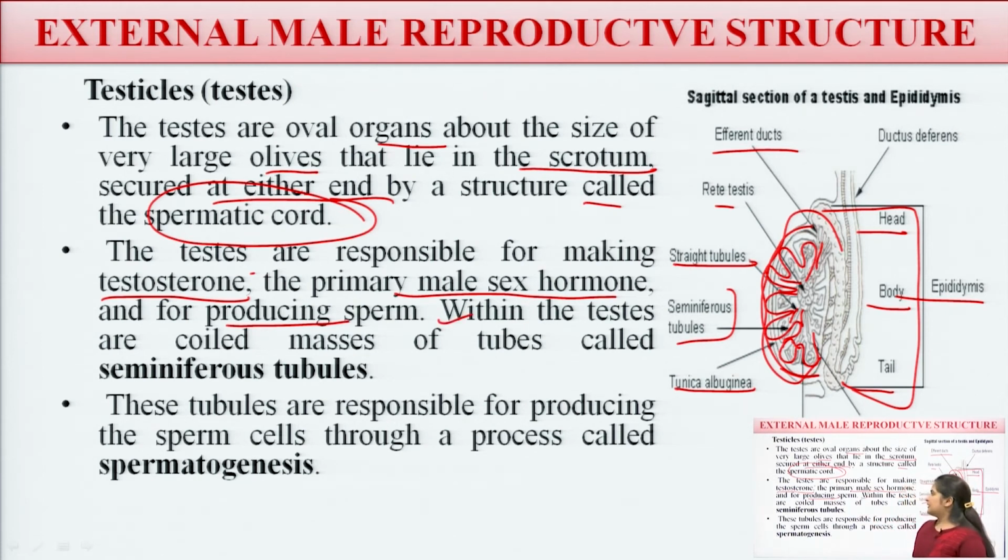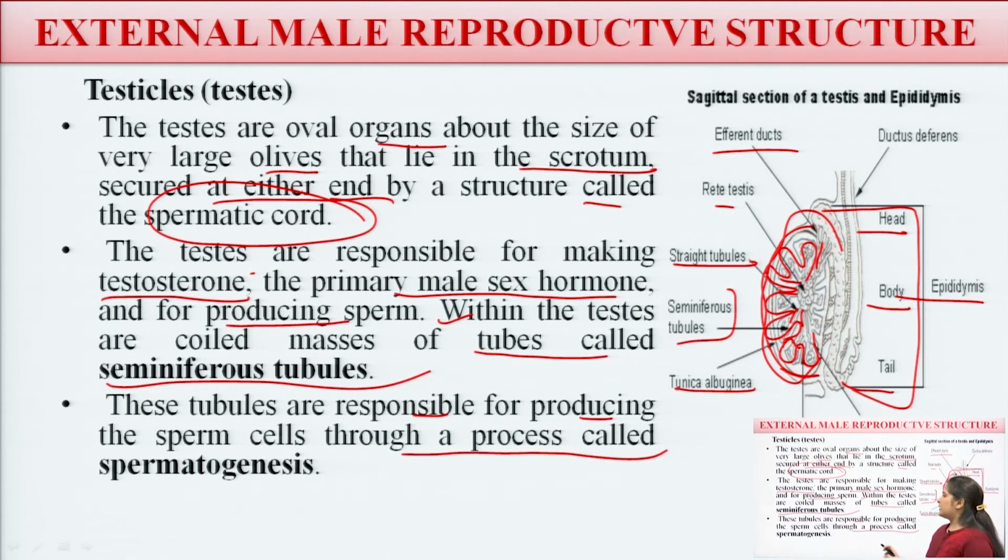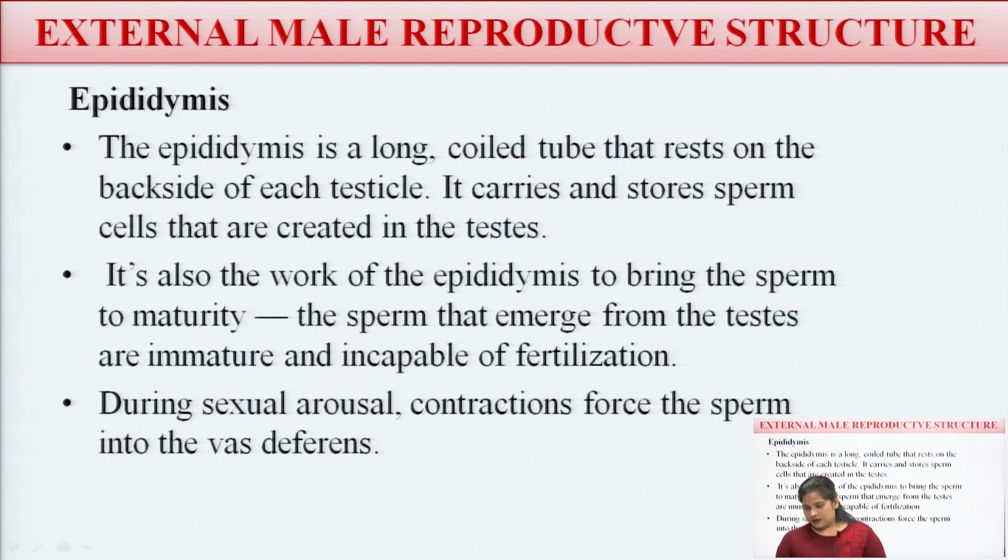Within the testes there are coiled masses of tubes called the seminiferous tubules. So in the testis there are so many coils present. These are known as the seminiferous tubules, and these tubules are responsible for producing the sperm cells through the process of spermatogenesis. So spermatogenesis.